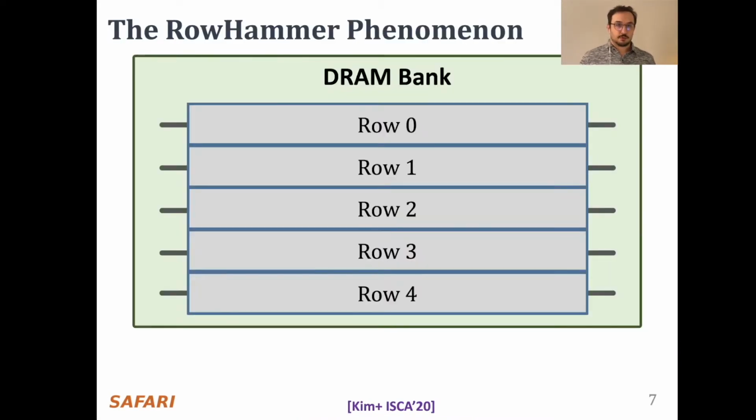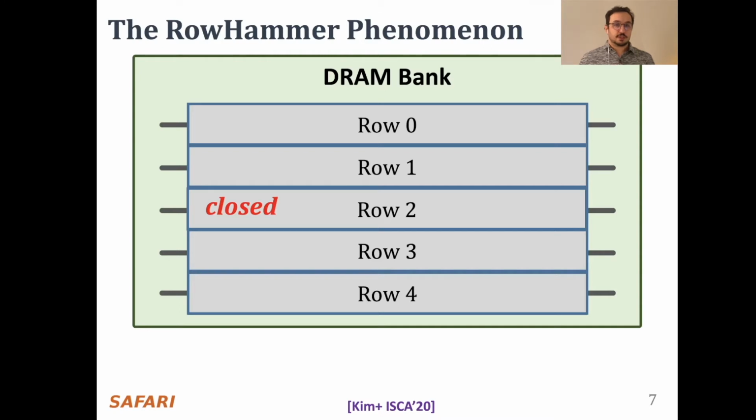Let's look at the RowHammer phenomenon next. In order to access data from a DRAM row, say row 2 in this case, the memory controller must first open or activate the row. After all requests are serviced from row 2, the memory controller must close or precharge the row in order to begin accessing data from another row.